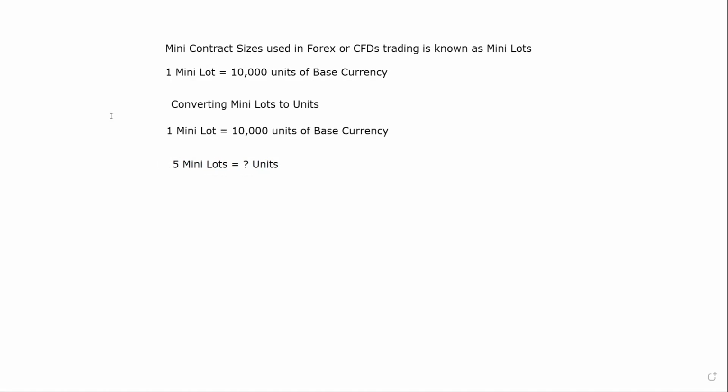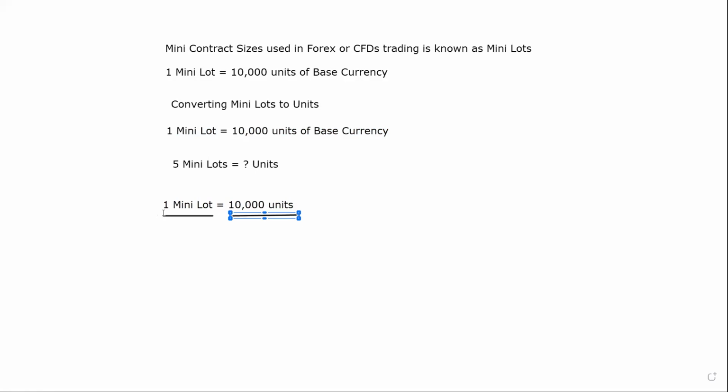Okay, we have this one. So one mini lot is equals to this one. So I'm going to just copy it and paste it here. I'm going to remove the base currency and this one so that we can simplify our calculation. Now, it says that one mini lot is equals to 10,000 units. We have to find out the value of five mini lots.